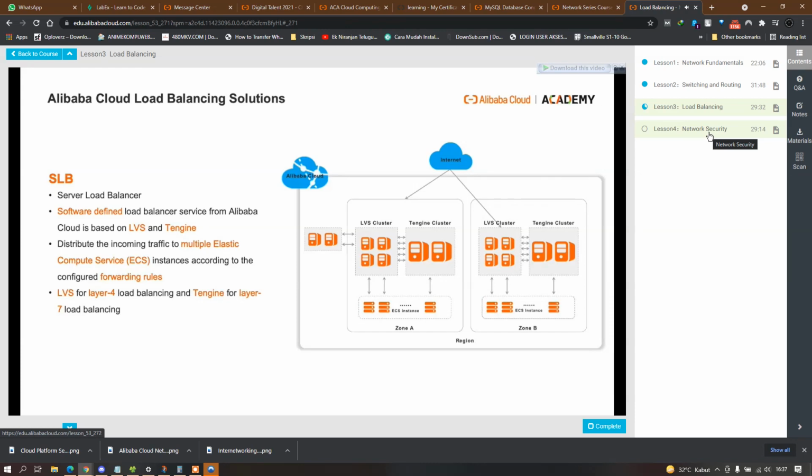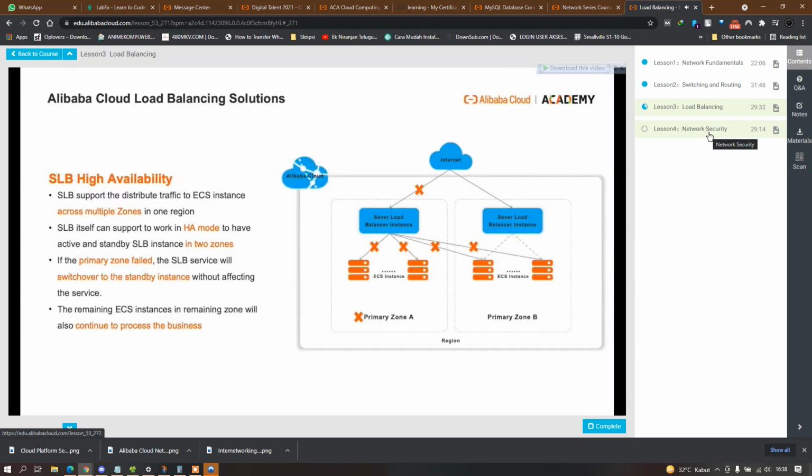I just said that SLB is based on LVS and Tengine. LVS is for layer 4 load balancing and Tengine is for layer 7 load balancing. This is how LVS and Tengine work for SLB. From the picture on the right side, we can see that for different zones, each zone has an LVS cluster and a Tengine cluster for layer 4 and layer 7 load balancing, and LVS and Tengine work together to provide comprehensive load balancing services for SLB.